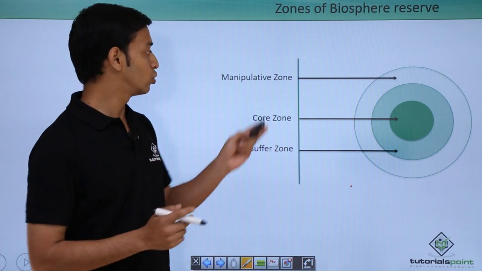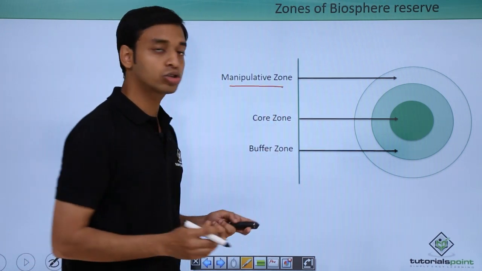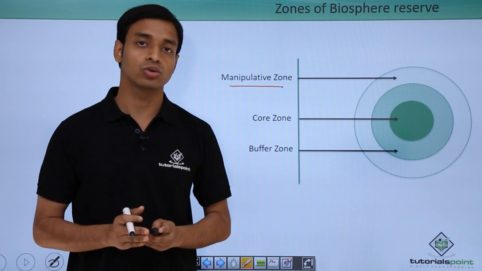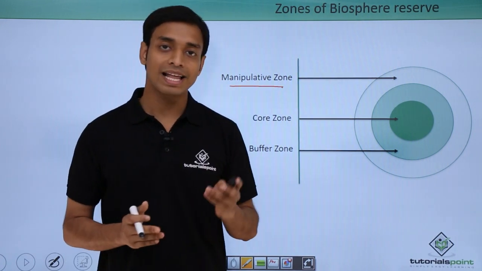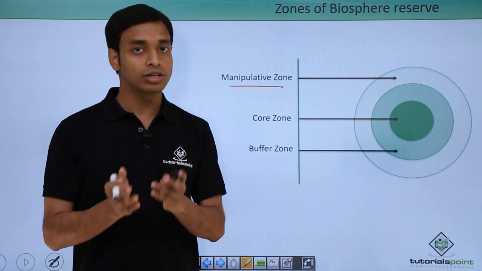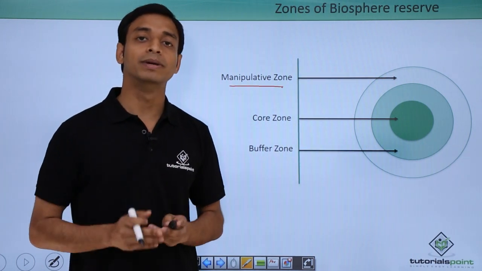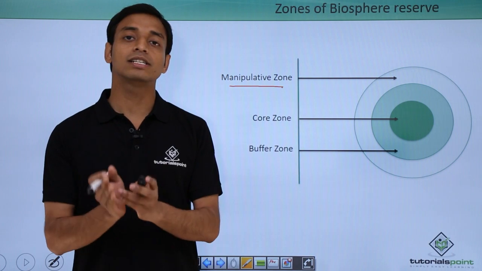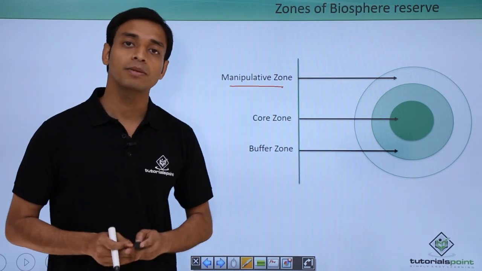And the outermost zone is known as the manipulative zone. It is also known as the transition zone. Here multiple use of this land for different human activities is performed, but actually human activities are allowed only to a limited extent, till the extent it is not hampering the ecological balance.